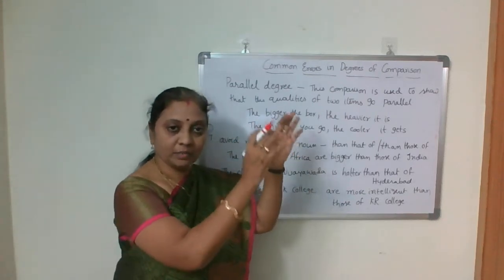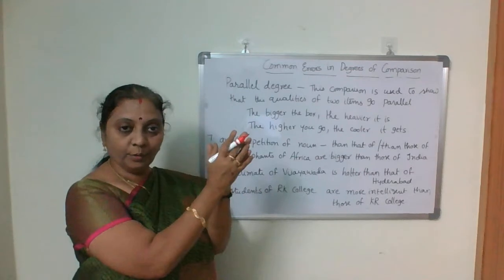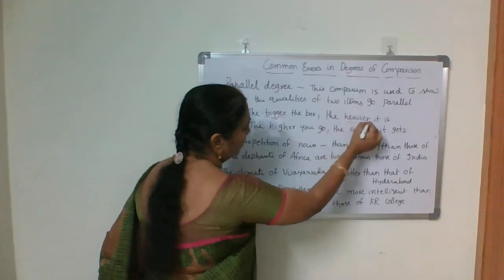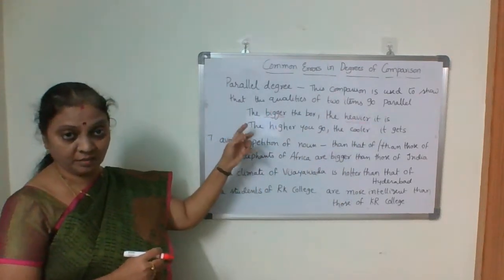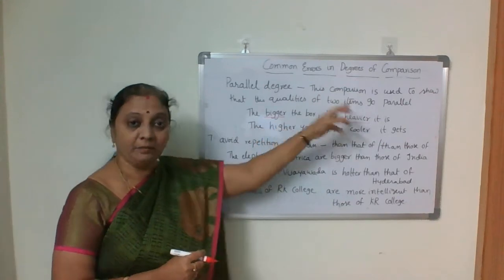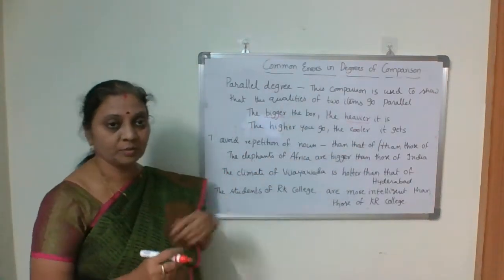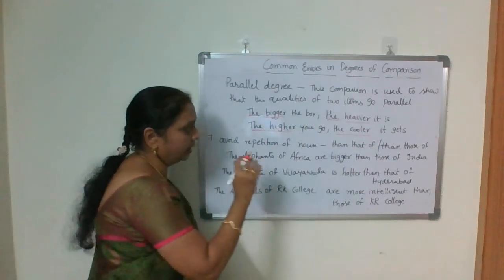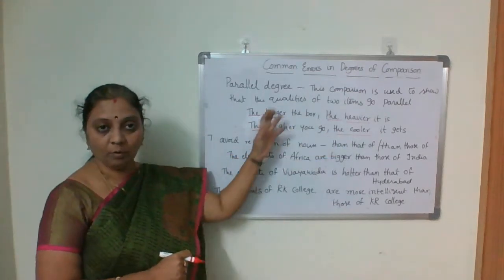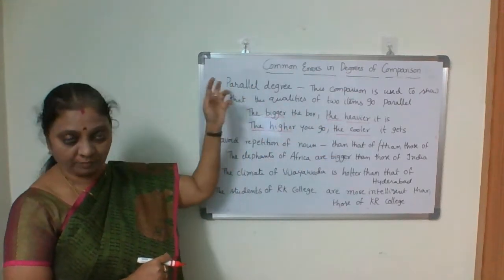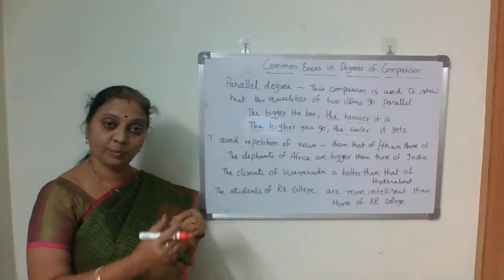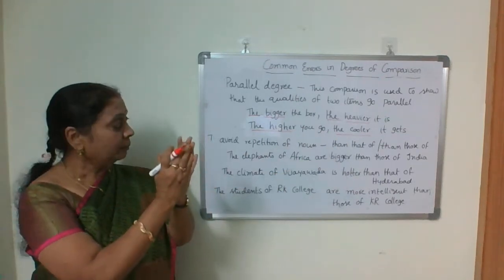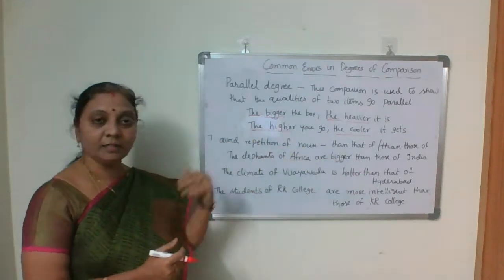For example, the bigger the box, the heavier it is. The higher you go, the cooler it gets. So parallelly we are using two comparatives, and before them we are using the. The bigger, the heavier, the higher, the cooler. So this is called the parallel degree. You are saying the qualities of two things go parallelly. That's why we use this. And in both cases, we use the before that, and we are using comparative adjectives, like the bigger, the heavier, the higher, the cooler.